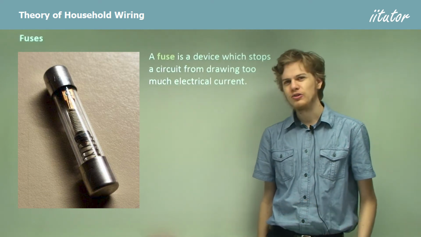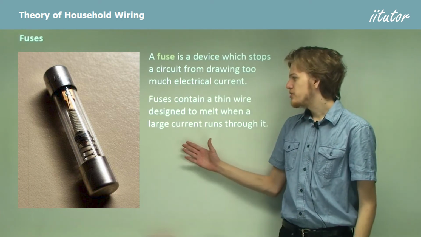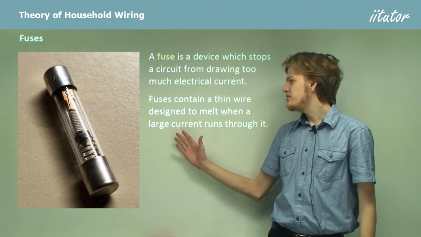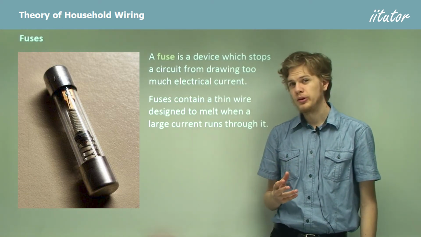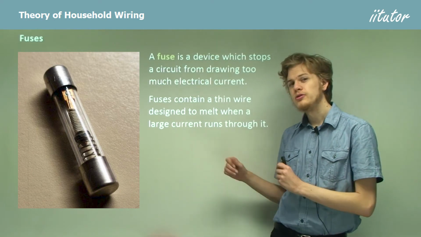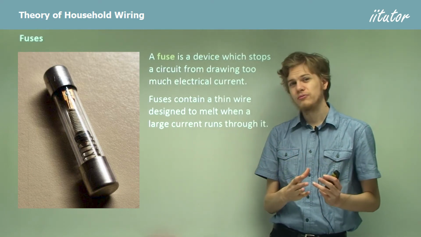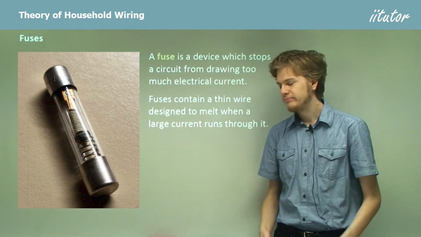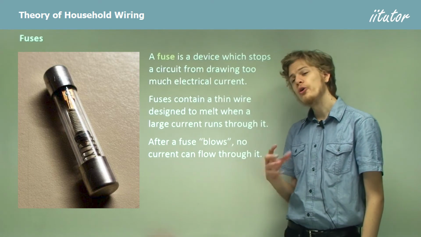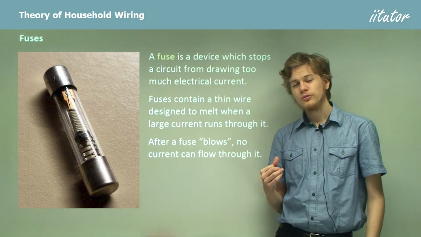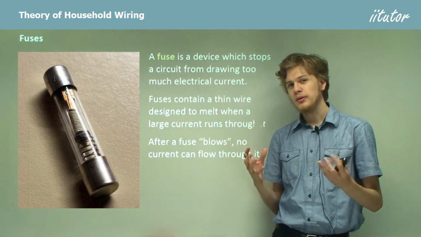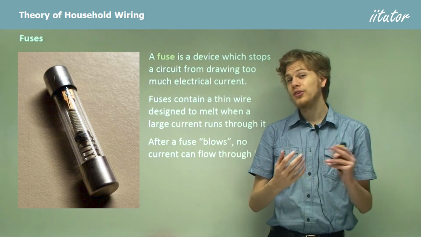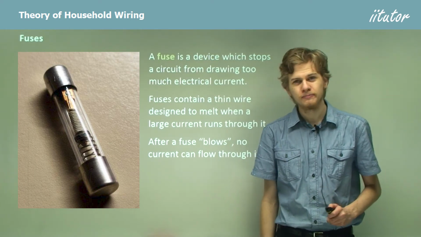So how would it manage this, do you imagine? Well, fuses contain a very thin wire with high resistance that is designed to melt when a very large current flows through it. So we might have a fuse that when a 5 amp current flows through it, it will break, right? We say that the fuse blows. So after a fuse blows, no current can flow through it. The contact between the two parts of the fuse has been broken, so it becomes something like a resistor with an extremely high resistance, and it prevents current from flowing through the circuit.